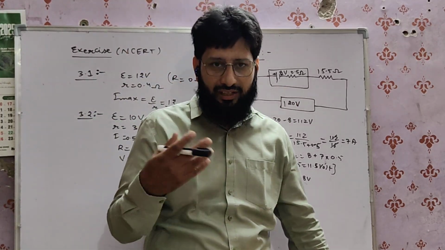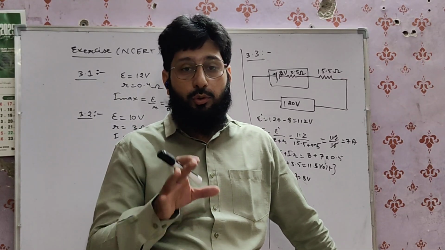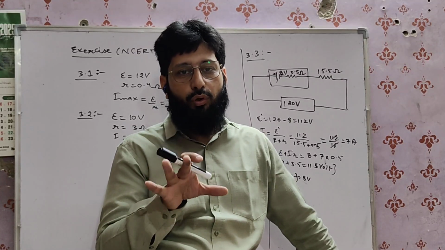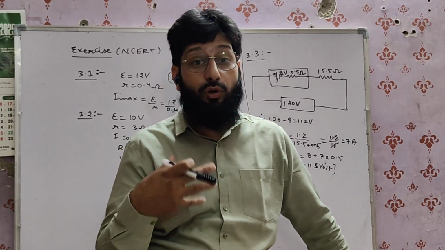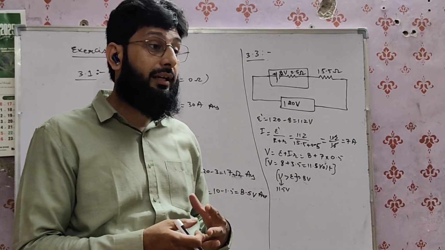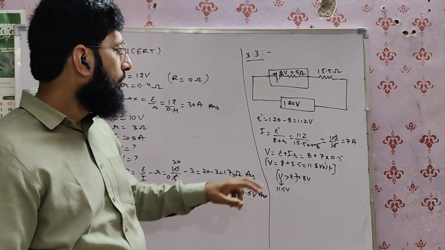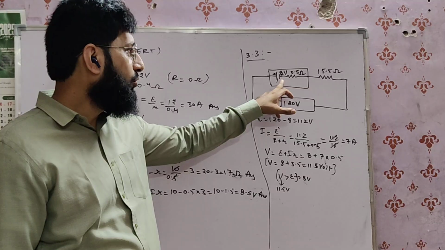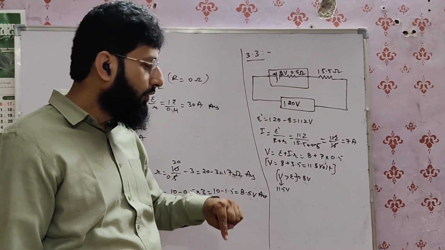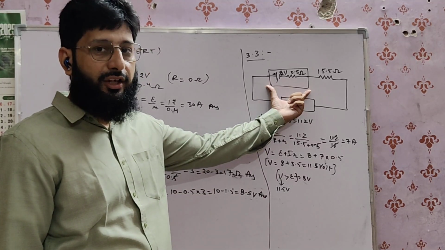Why have we taken a 15.5 ohm resistor? Because it will save the cell, the 8 volt cell, from the harmful effects of current. There may be a short circuit, or maybe the heating effect can damage the cell. So 120 volt has to charge the 8 volt cell, and this is the solution. We want to calculate the terminal voltage during the charging across the 8 volt cell.